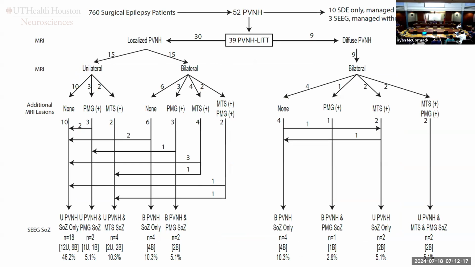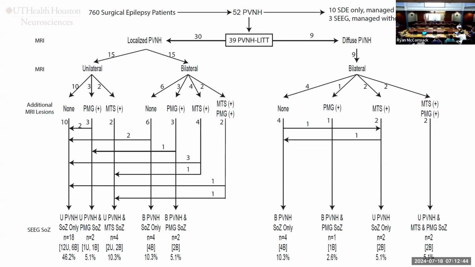So with this, we looked at the cohort of 760 surgical epilepsy patients. Of these, looking back on them both prospectively and retrospectively, we found that 52 of them had PVNH. In fact, a lot of those were not even picked up until the deeper dive went into them to find that they actually had PVNH, because as I said, usually this is a fairly minor finding on MRI scans.